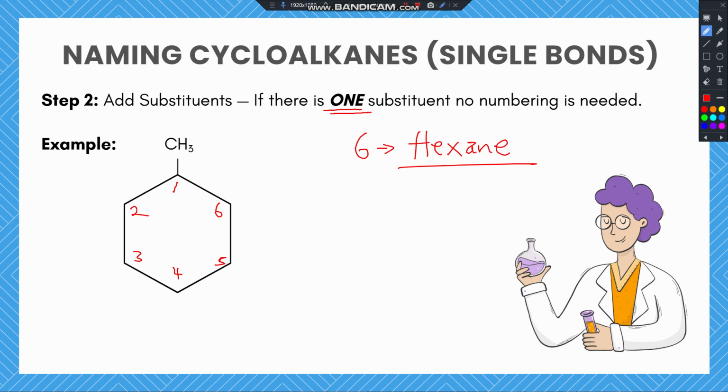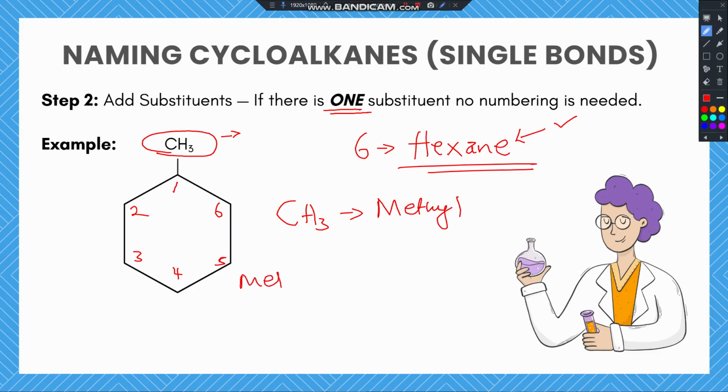Now, since there are only single bonds, I know that the name hexane is going to be included in the full name. Remember, it's a cyclo compound, so we need to add the prefix cyclo. But how about these substituents? You can see it over here. What's the name of this substituent? In my previous video, I showed you some of the alkyl substituents that we have. The substituent that is present is the CH3 group, and it is called methyl.